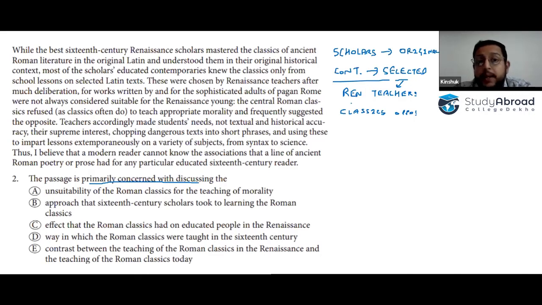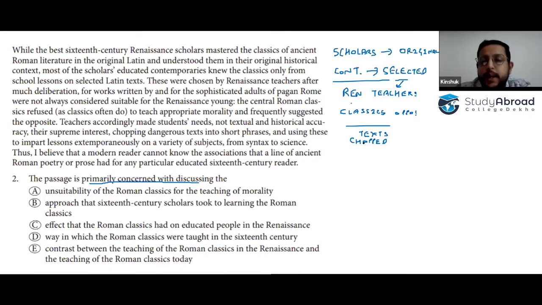After that, they were chopping dangerous texts into short phrases and using these to impart lessons extemporaneously on a variety of subjects. So they were chopping the dangerous text into short phrases. They were making it very concise, and then they were teaching it. And what did they teach? They taught from syntax to science. So basically, what did they do? How did teachers move further? They crunched it, right? So they made it short. So it chopped down. So you write chopped, right? Texts were chopped. That is your point here from this sentence.